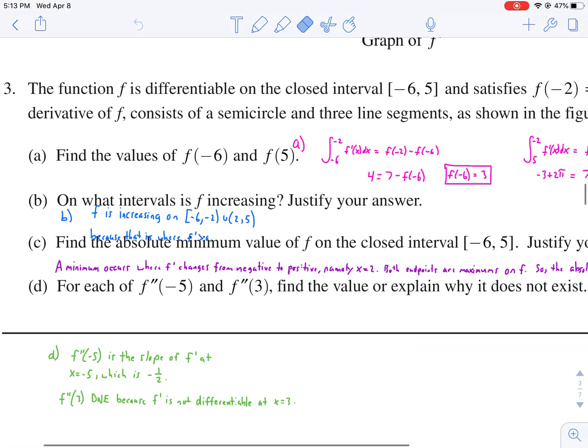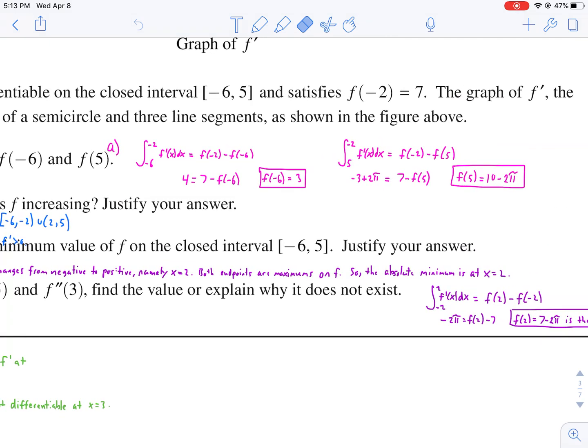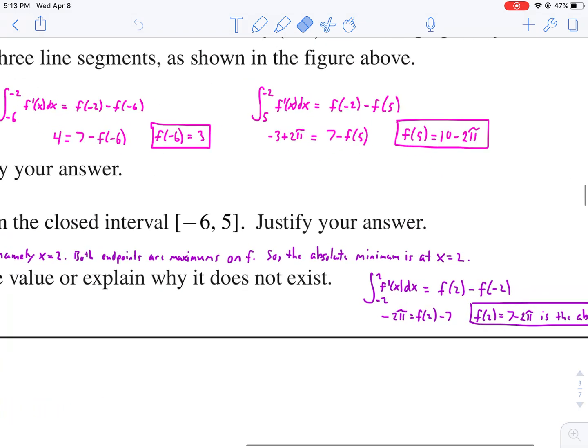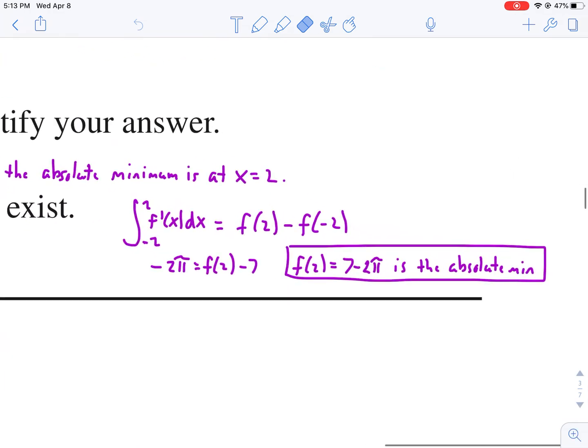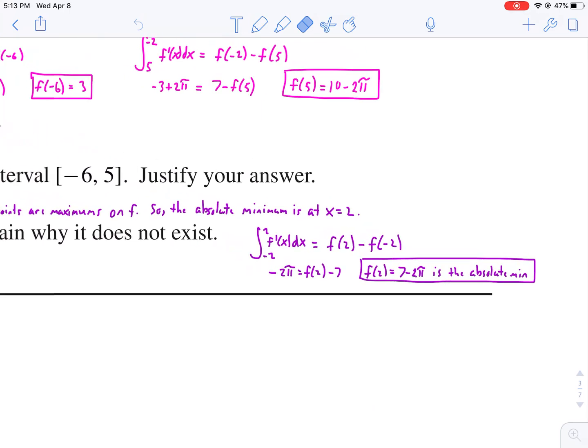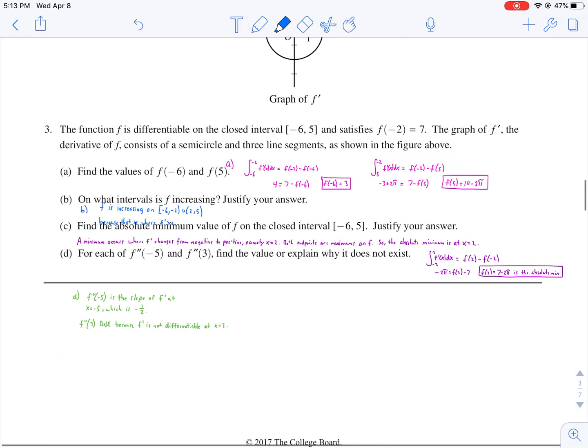Okay, so here I said a minimum occurs where f prime changes from negative to positive, namely x equals 2. Both endpoints are maximums on f, so the absolute min is at x equals 2. To find the value of f of 2, again, same thing we did above. So you do the integral from negative 2 to 2. And again, I'm choosing negative 2 because that's a known value right here. So you had to do the same thing 3 different times in this problem.